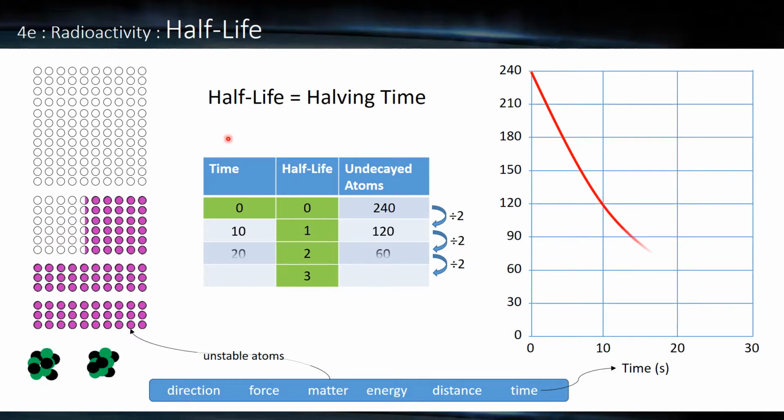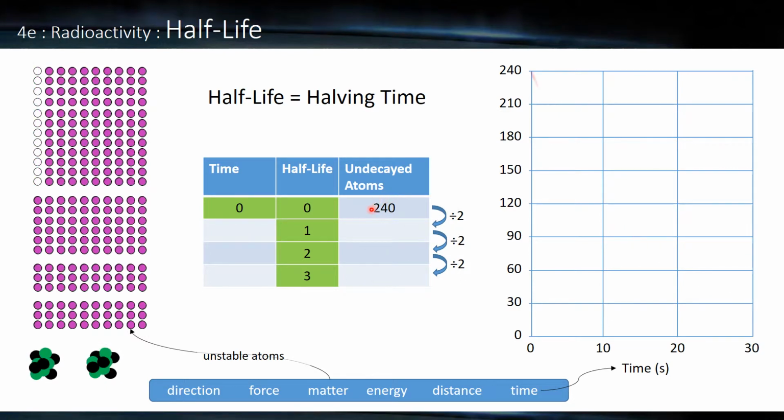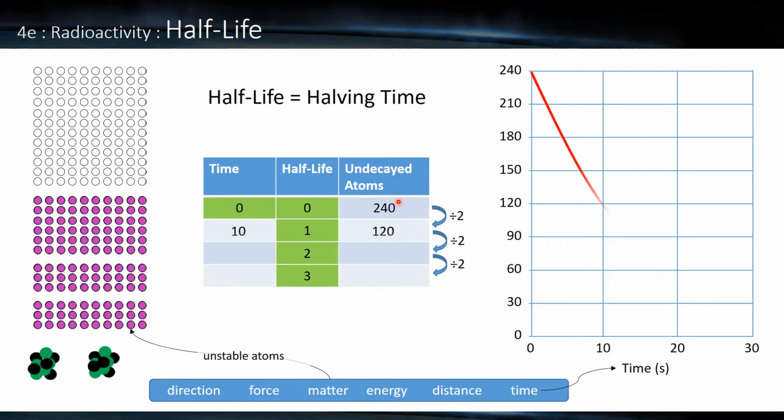So as I said, the same idea is represented in this table. We've got time in seconds or minutes or years or whatever's the most appropriate unit. We've got half-life, the number of half-lives that have occurred, and in the third column we've got undecayed atoms. Now we could just as easily put in here mass or the count, the intensity, because the fewer atoms you have, the lower the mass will be of undecayed, and also the lower the activity. It's the activity you actually measure.